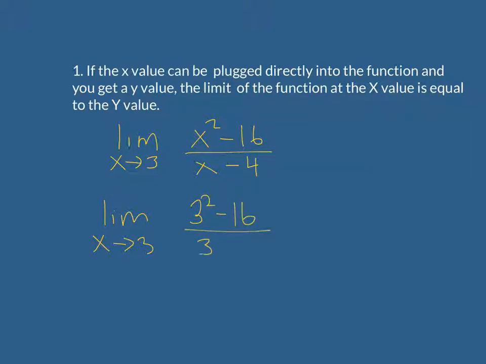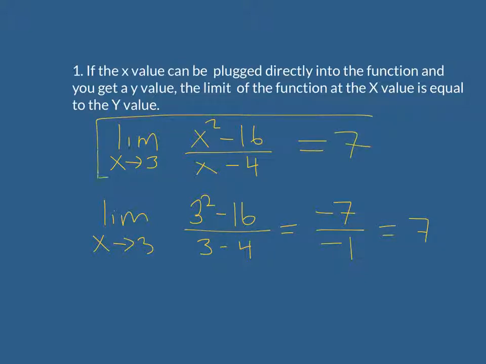And this will always work as long as you can plug in your x value. So we already actually found this earlier, but just a quick recap, it was negative 7 over negative 1, which was 7. Okay, so the limit here is equal to 7, because you can plug it directly in and there's no problems. Now you're probably wondering what happens if there is a problem. So that is the next method here.